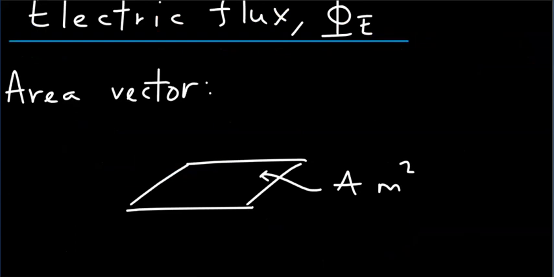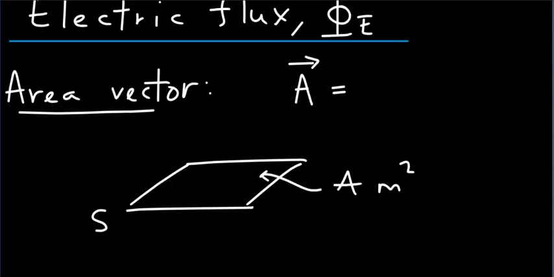Before defining electric flux, we shall look at the concept of area vector. For a surface such as this one, a flat surface with surface area A meters squared, how do we define an area vector for such a surface? Now we know area is a scalar. Area vector is defined in the following manner.